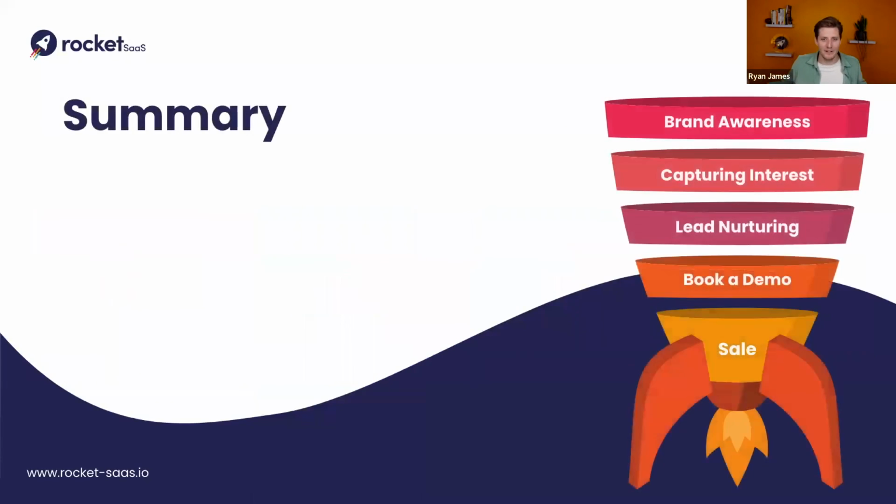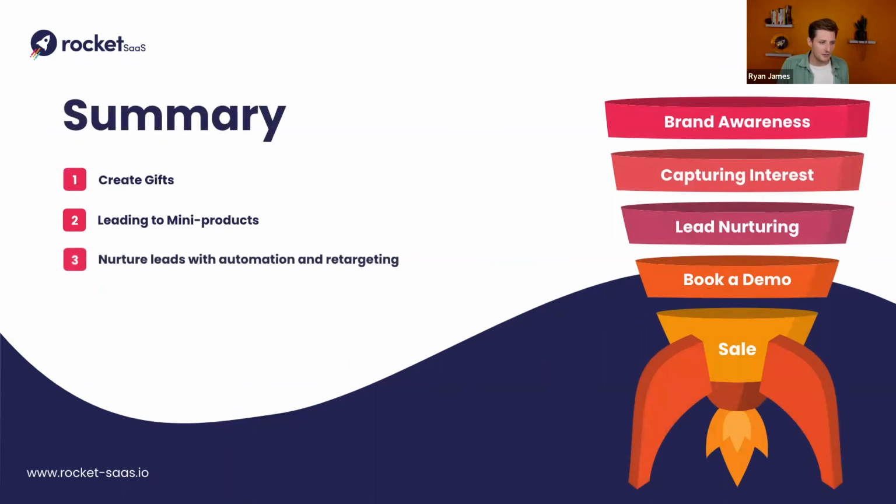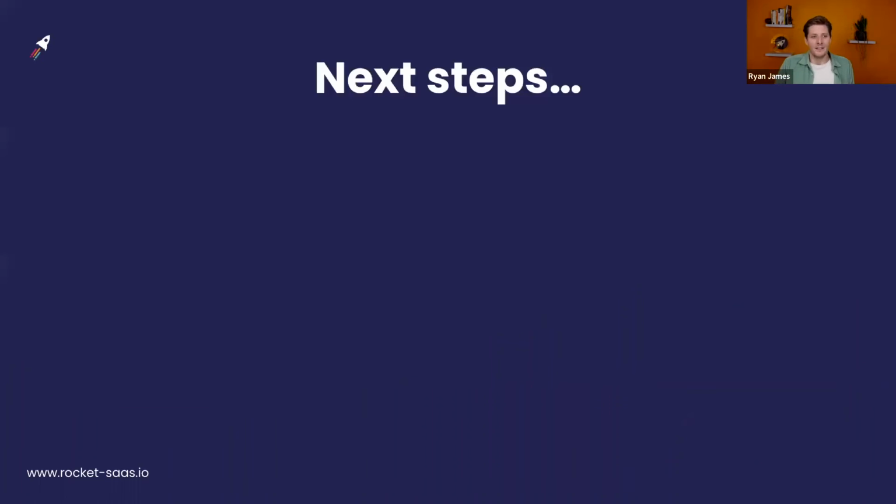Okay, so summary. I think we're coming close to the end. We've got a few minutes left. So, a summary of what we talked about today: creating gifts, leading to mini products, nurturing those leads with automation and retargeting, and then using ads to make that funnel flow. So I hope you've learned a lot today.